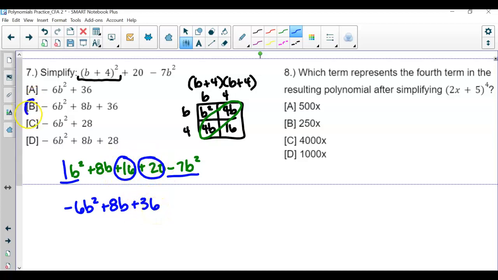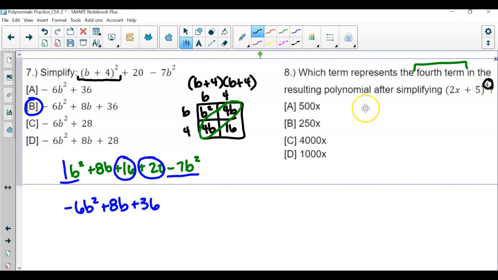So that's why here the answer is B. So now number 8. Here you have which term is the fourth term. Here we have a binomial, not just a monomial, binomial, 2x and 5, but being raised to the fourth power. So here we're going to set up our binomial expansion.